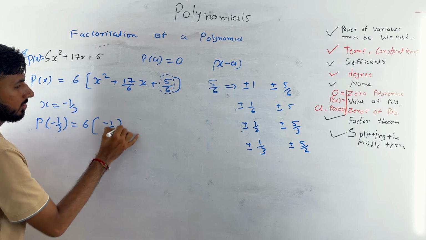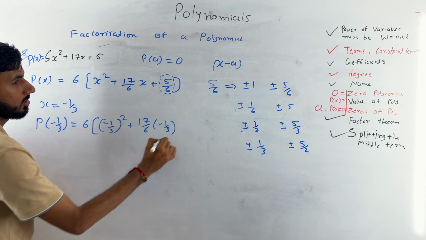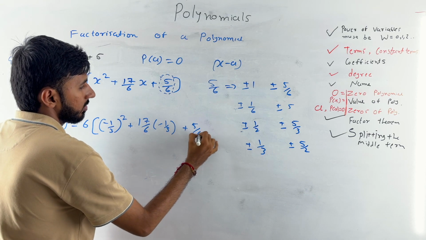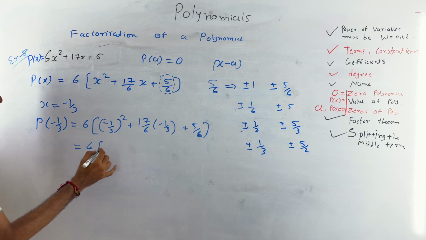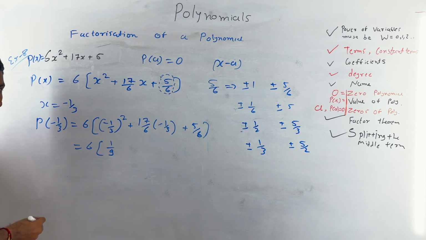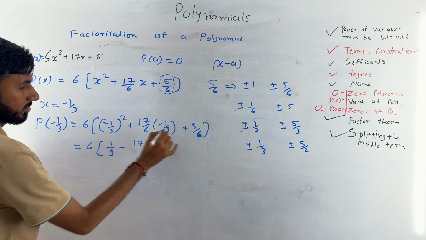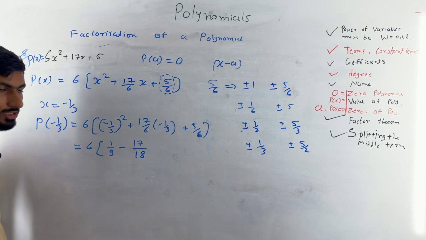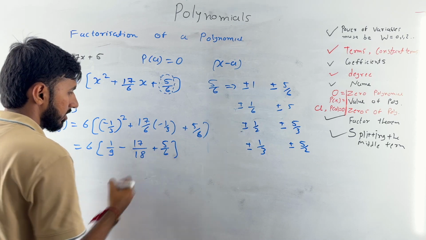So 6 times (minus 1 by 3) squared plus 17 divided by 6 times (minus 1 by 3) plus 5 by 6. Very easy, right? Now 6 multiplied by (minus 1 by 3) squared will be plus 1 by 9. Then I have minus 17 by 6, 3 times 6 is 18, so minus 17 by 18. Then I have plus 5 by 6 as it is, right?